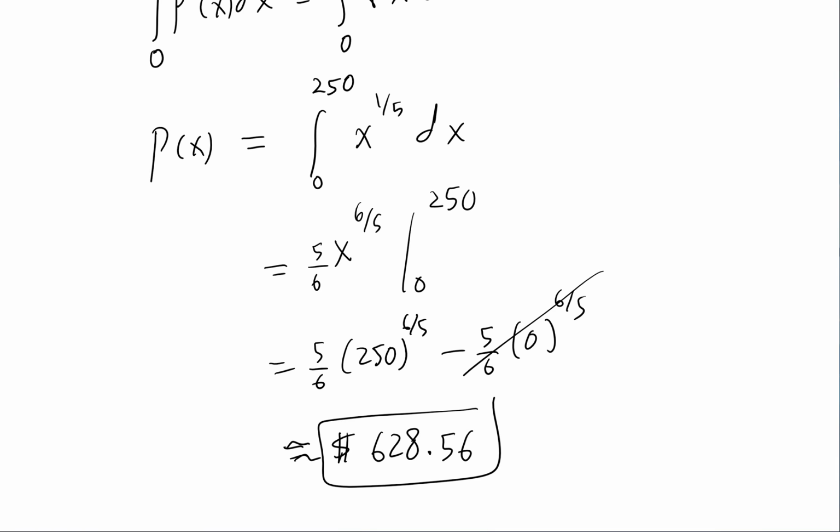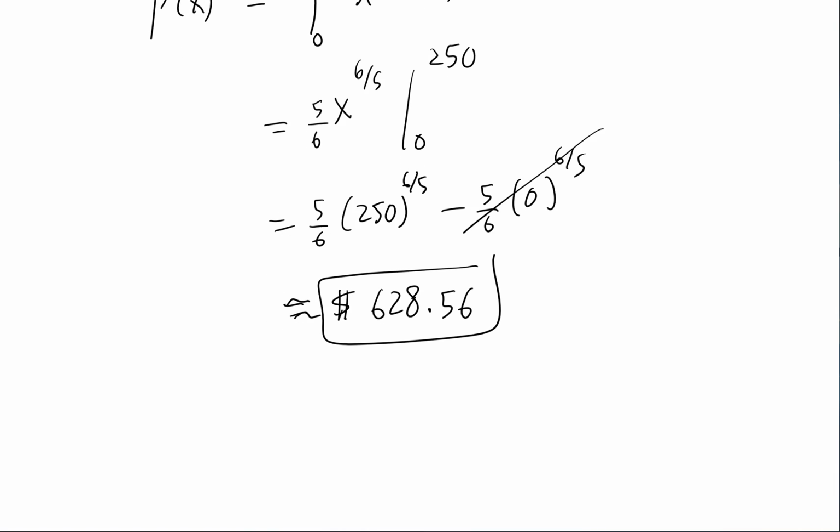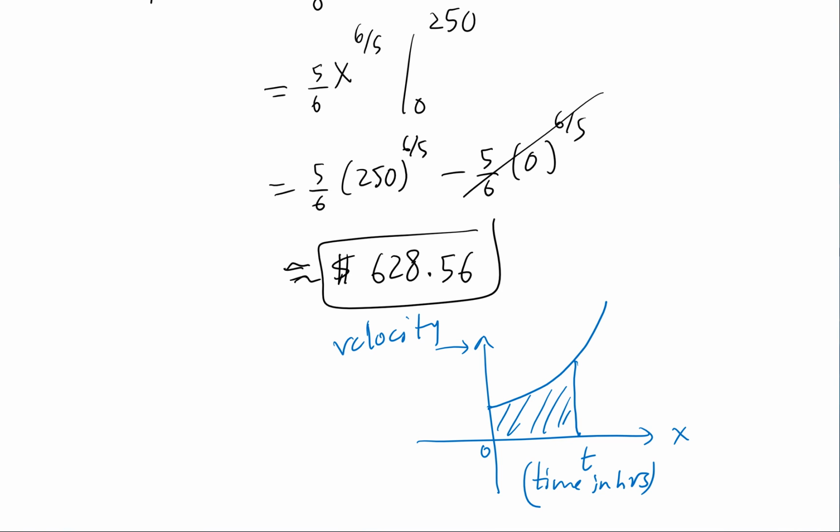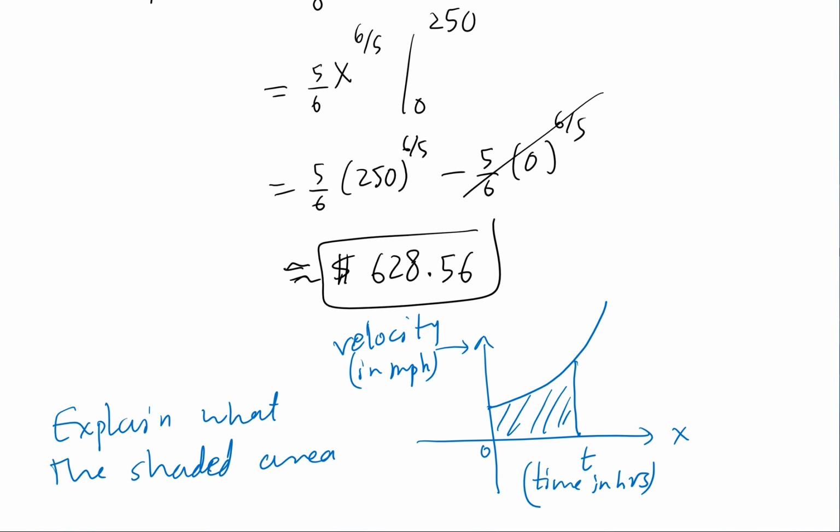One last example. They give us a graph with a shaded region. This is the time t, in hours. This is the velocity in miles per hour. Explain what the shaded area represents.